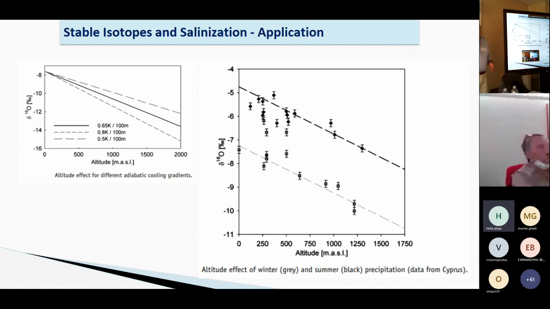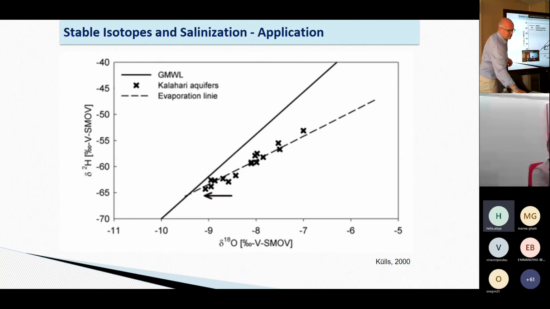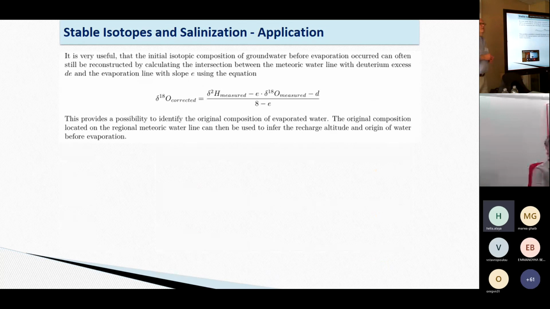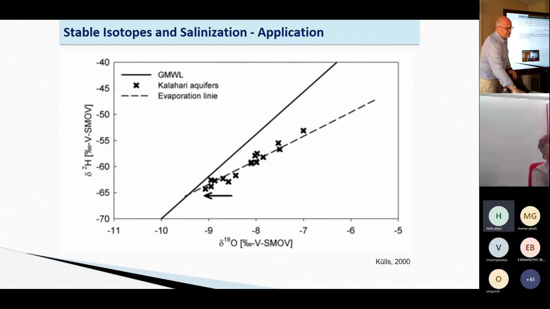Second application, we are in a location at the coast, and we would like to know where the saline water originally comes from. So, if it's evaporated, we remove the effect of evaporation using this formula. Yeah? Now, this is the first thing that we do.